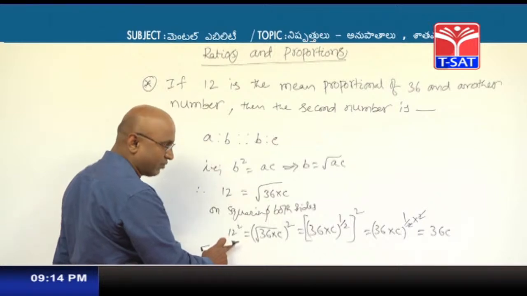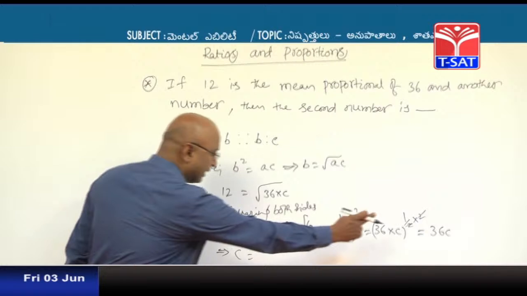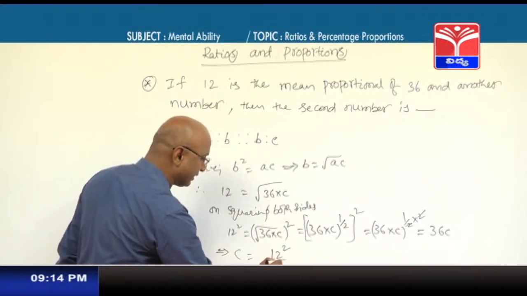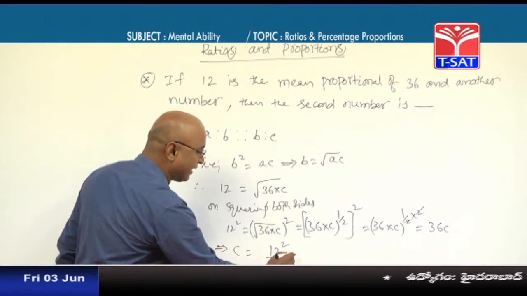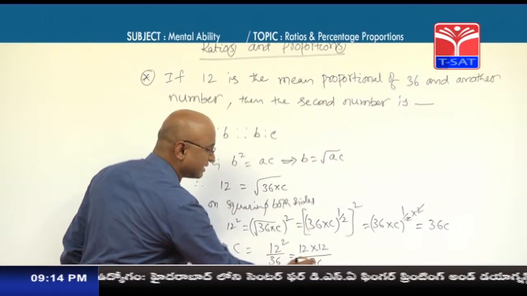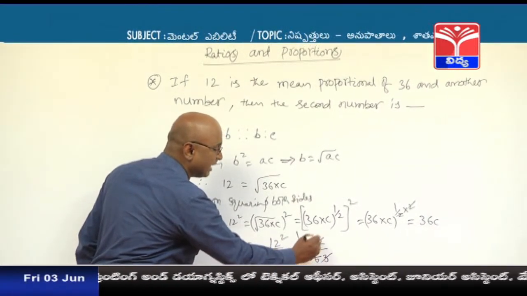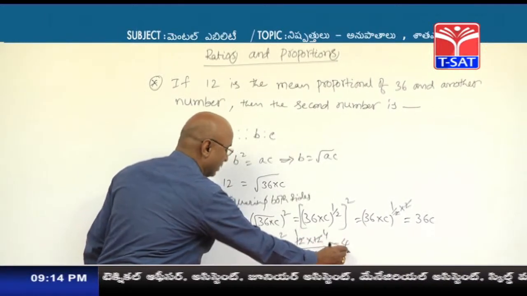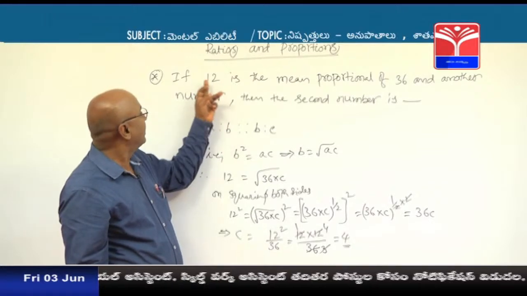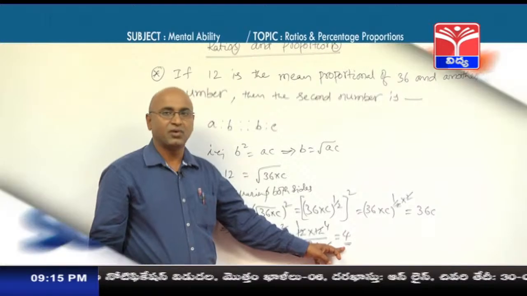See, 12 square is equal to 36C implies C is equal to 12 square by 36. 12 square is nothing but 12 into 12 by 36. 12 ones are 12, 12 threes are 36. 3 ones are 3 and 3 fours are 12. So, the other number is 4. The second number in the case of 12 as the mean proportional is 4.